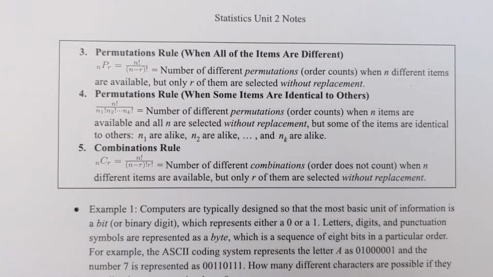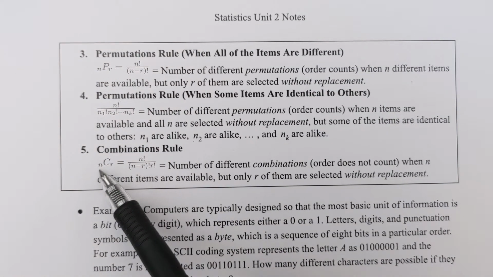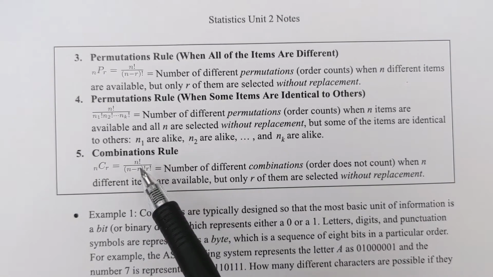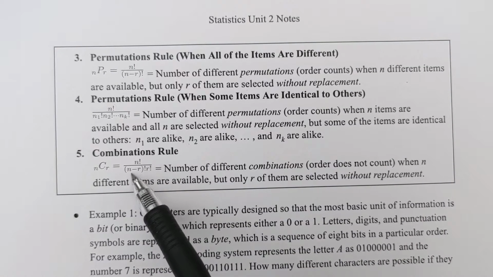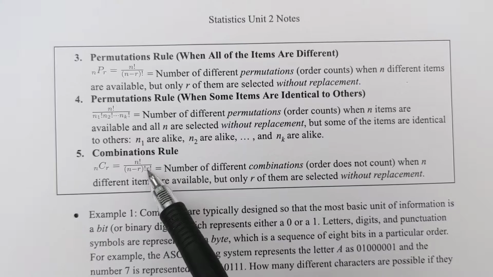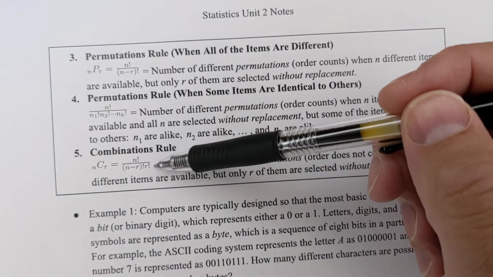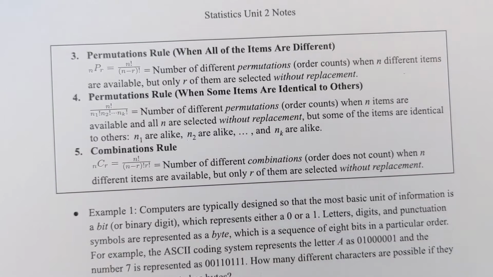Combination rule, so order doesn't matter. n is still the total number of items, r is the number you're selecting, so it's n factorial, and on the bottom you have the difference factorial, and then r factorial for how many you're picking at a time. So the permutation formula does not have that r factorial, whereas combinations do.